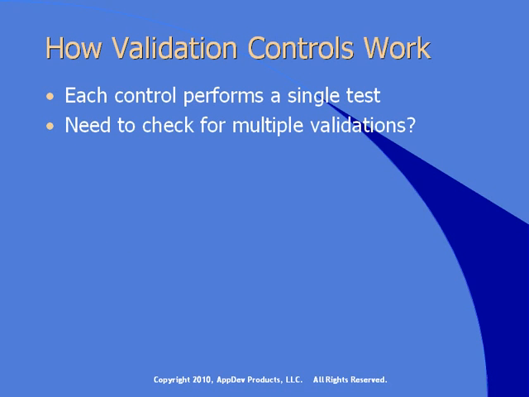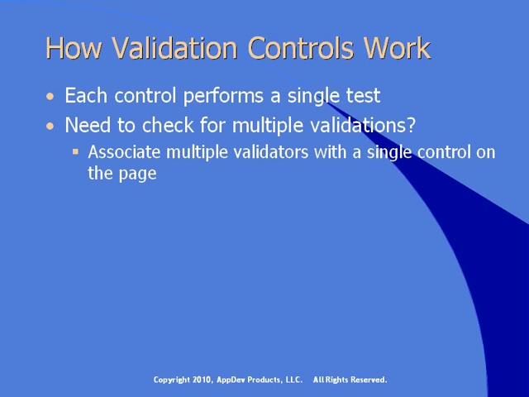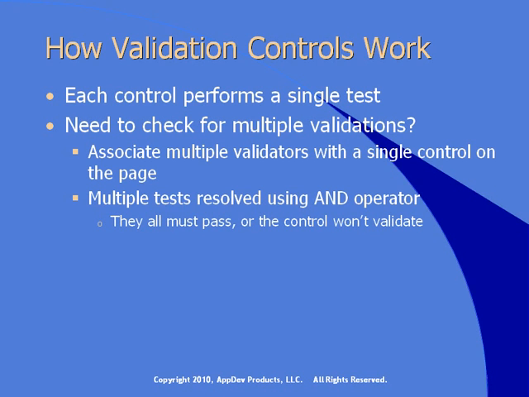Each validation control performs a single test. Now, what happens if you need to check for multiple validations? Then you can associate multiple validators with a single control on the same page. Remember that each validator control has a control to validate property, and they can each point to the same control to be validated. Multiple tests are resolved using the AND operator, so that if any of the validations don't pass, the entire control isn't valid. They all have to pass, or the control won't validate.